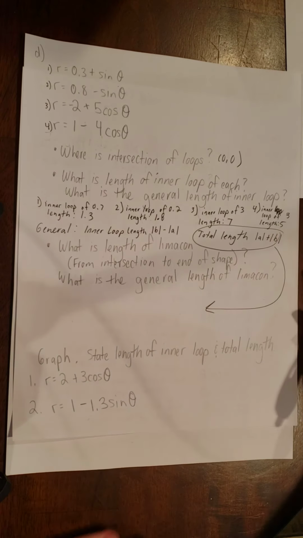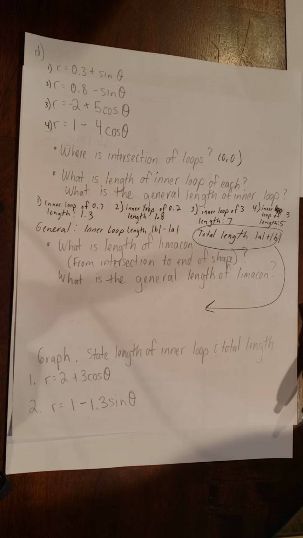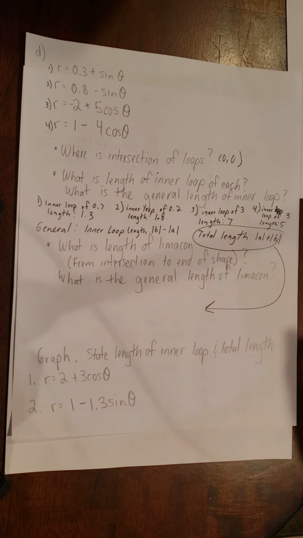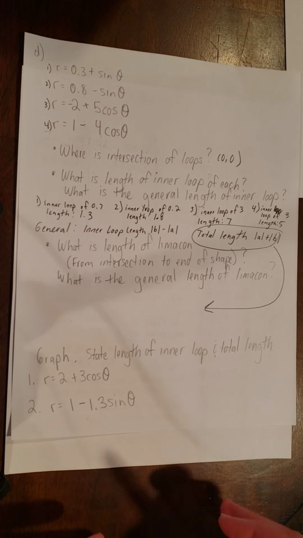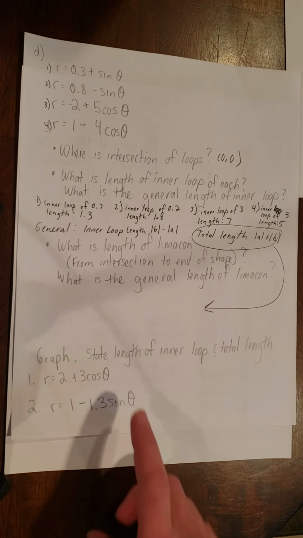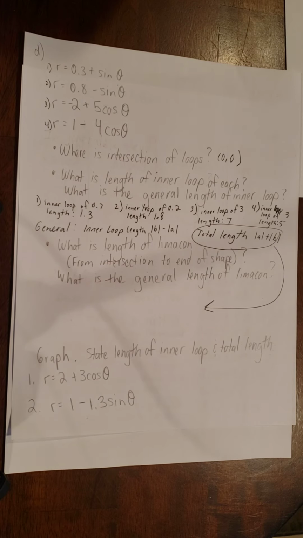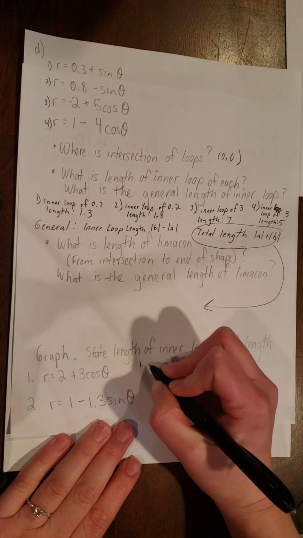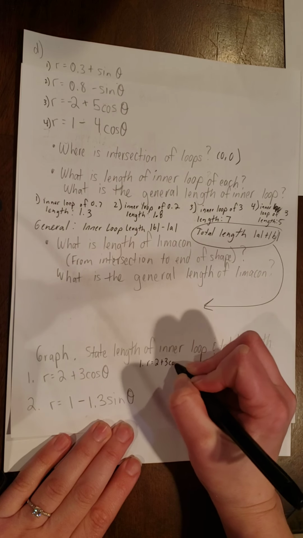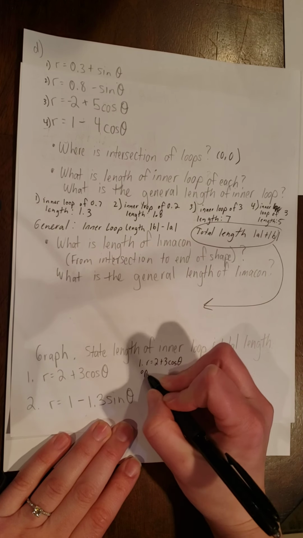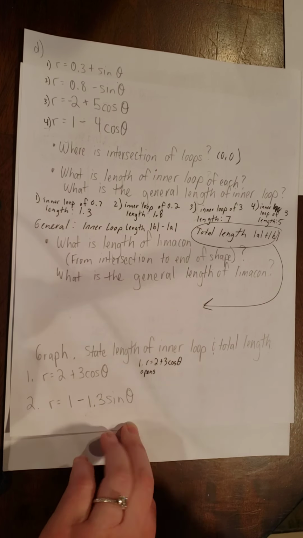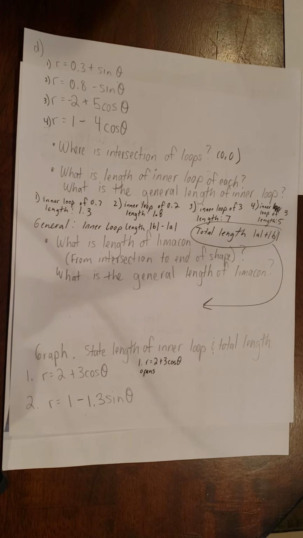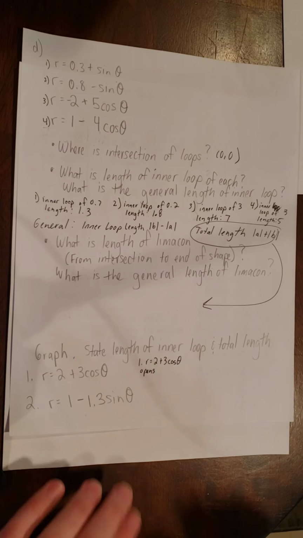So for number 1, what we have to do in both of these is graph it, state the length of the inner loop, and the total length. So if you forgot what the Lima Zone looks like with an inner loop, you can just graph one on Desmos. Don't graph these on Desmos before you try it on your own. So number 1, r equals 2 plus 3 cosine theta. Let's think about its orientation. It opens to the, well, it depends. It's cosine. Cosine x coordinate, either right or left. Since b is positive 3, it's going to open to the right.